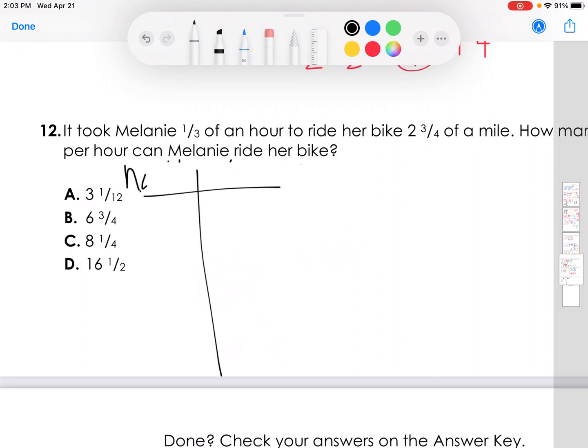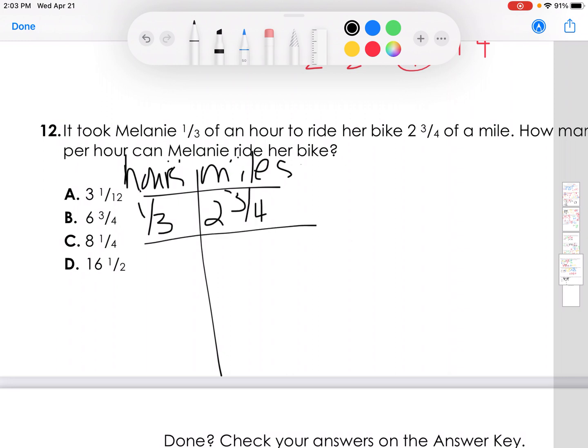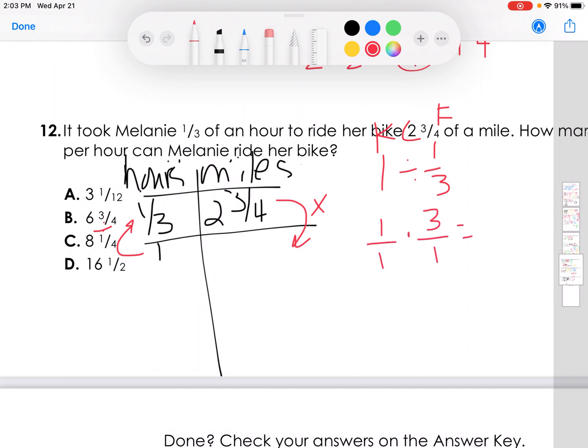So I've got hours and miles. So 1/3 of an hour is 2 3/4. And then I want to know 1 hour. So I'm going to divide going up, multiply coming down. So I'm doing 1 divided by 1/3. So keep, change, flip. 1/1 times 3/1. And I get 3/1, which is 3. So I'm going to multiply by 3. So I'm doing 2 3/4 times 3.